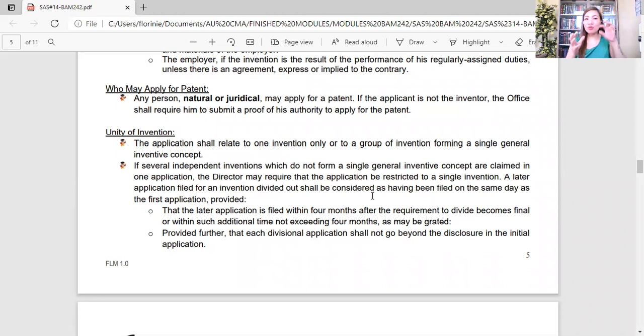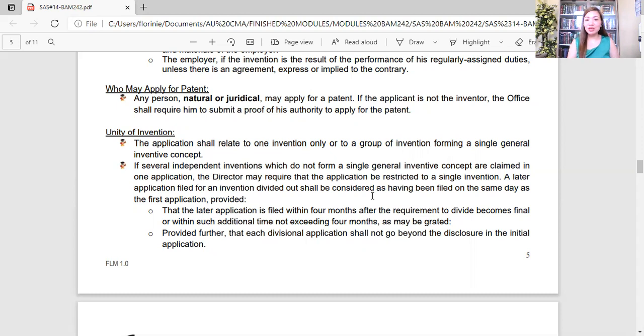Ngayon, kapag yung mga iba't ibang invention, pag pinagsama-sama mo, hindi naman nakakabuo ng single general inventive concept, then the office shall require it to be registered independently from each other. Pero kapag ito ay nakakabuo ng isang single general inventive concept, then yung invention na yon ay i-rehistro as a single general inventive concept even though it is composed of several other inventions. So sana naintindihan nyo itong unity of invention.